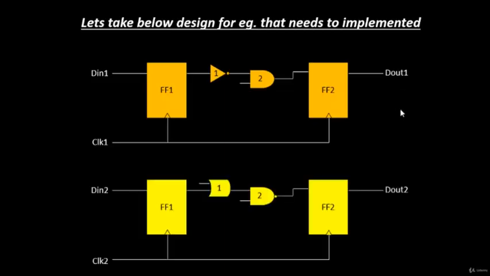Similarly, there is one more section. It again has a flip-flop 1 and flip-flop 2, but of a different color. This flip-flop 1 is driven by the input port D in 2 and the clock port clock 2, and the output port is D out 2. So the first set of the circuit is driven by the clock 1 port, and this set is driven by the clock 2 port.